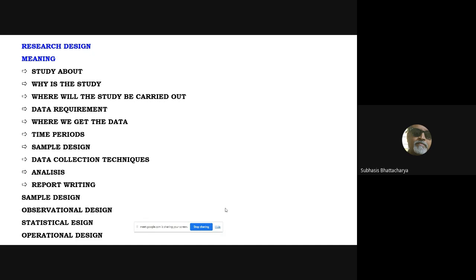So keeping in view the above stated decisions regarding the research design, we can split the overall research design into the following parts. Basically, all the 10 questions are divided into 4 parts. One is sampling design. That means it deals with the methodology of your study, that is, which particular methods you have to follow.